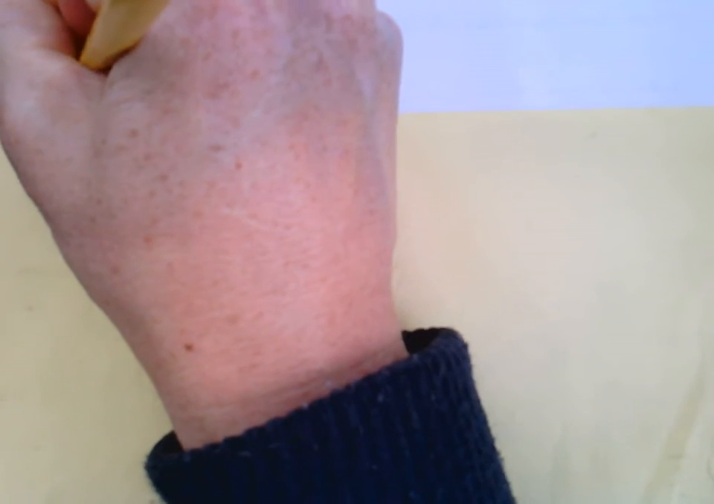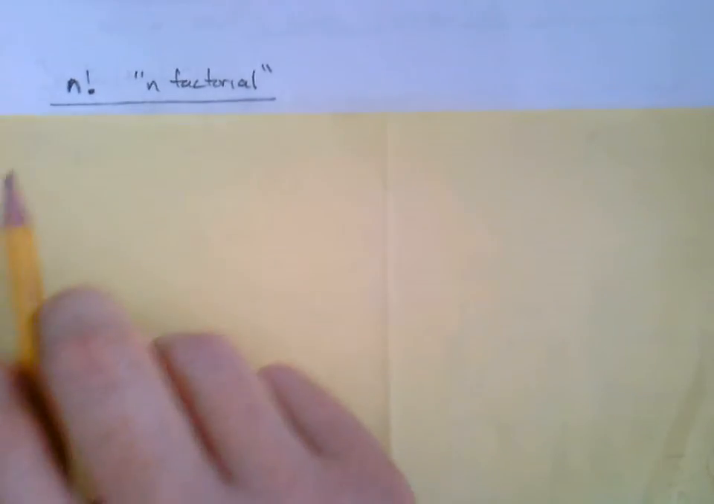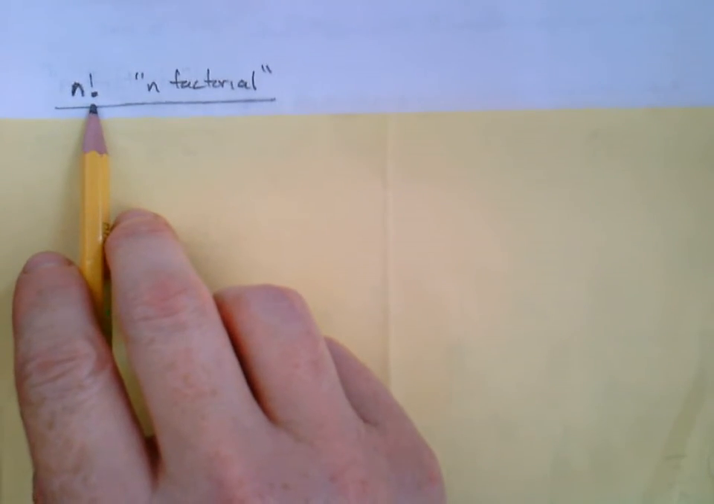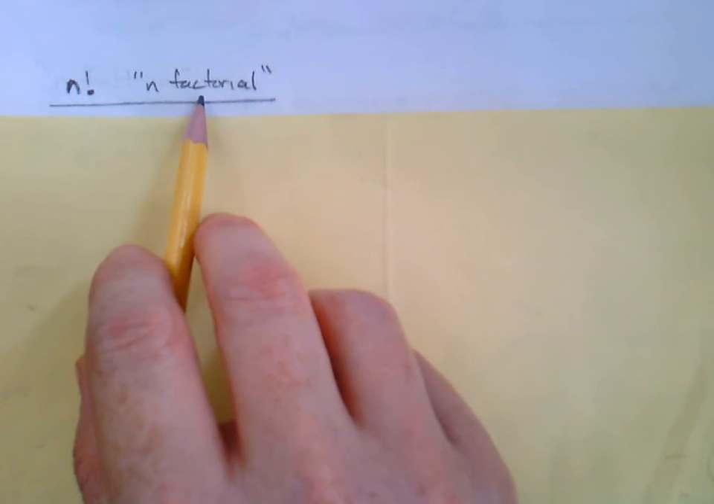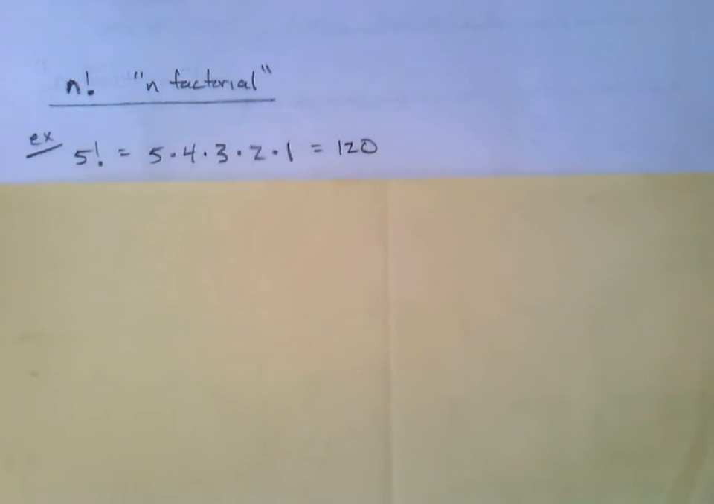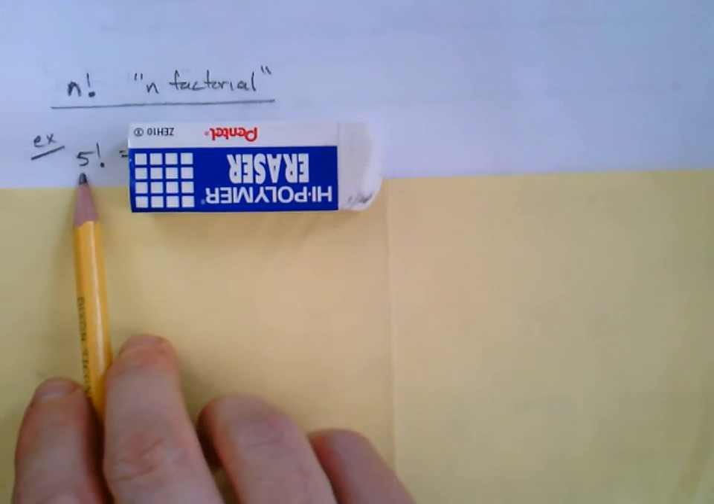Sometimes you're going to see this thing called the factorial. It's kind of an interesting operation. If you see an exclamation point next to n, then we read that as n factorial. Just to give you an example, let me cover this up before I explain. We can obviously put a number there. This would be 5 factorial.